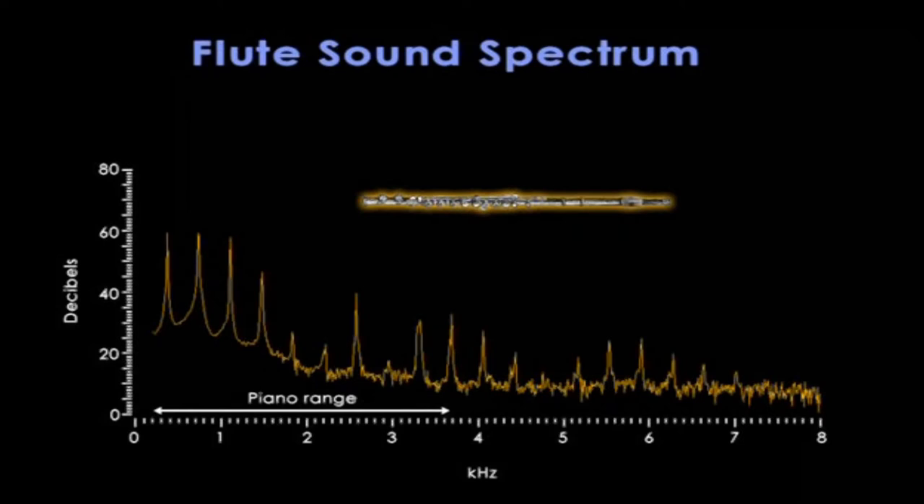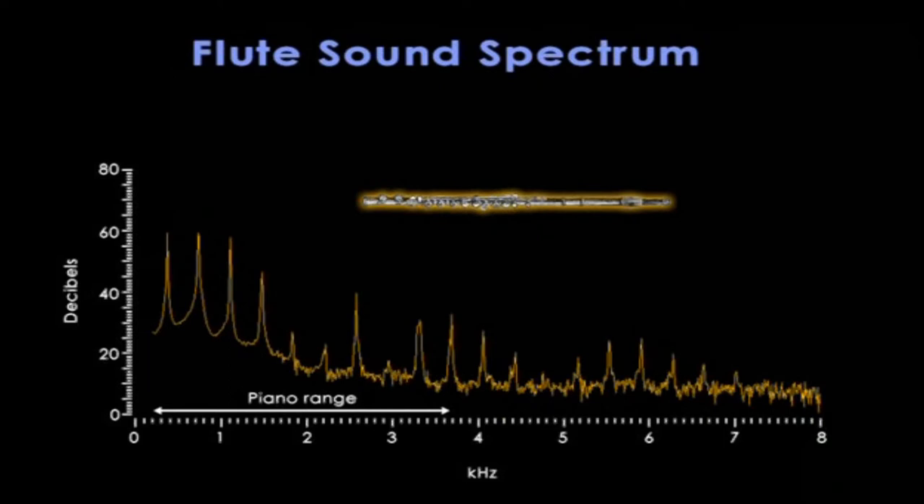Along the bottom is frequency, with low frequencies, low pitch, on the left, and high frequencies, high pitch, on the right. The numbers here are kilohertz, or thousands of hertz. And up the axis is loudness, in decibels. So all sounds have a spectrum with many pitches present, with some louder than others.